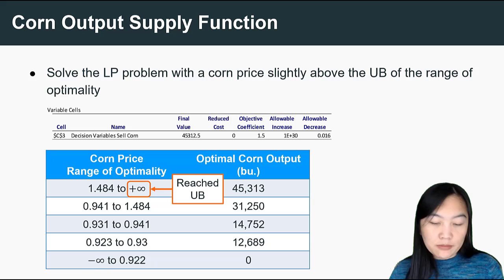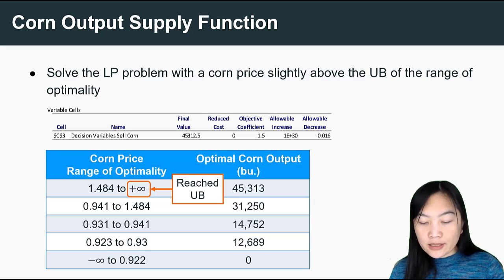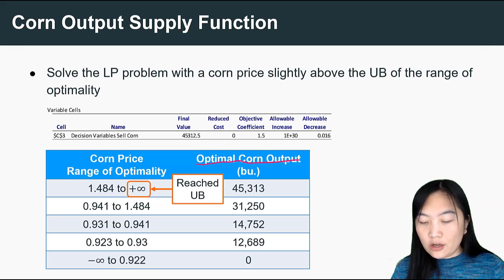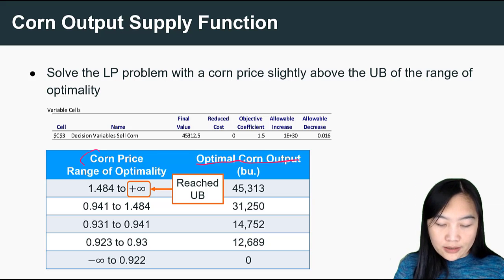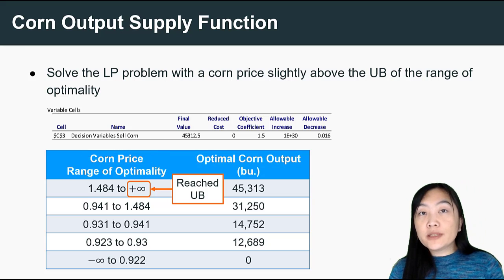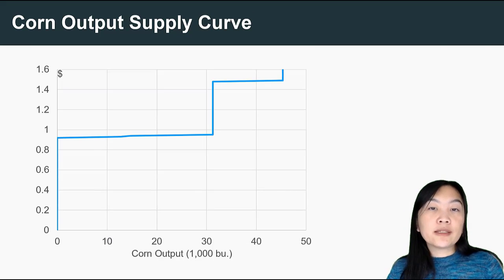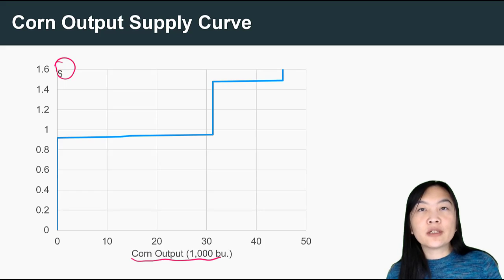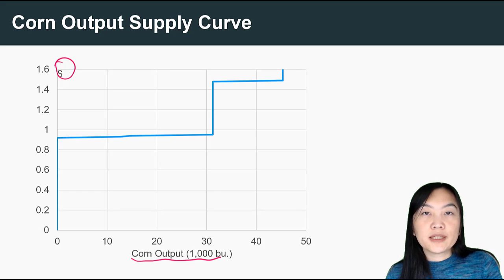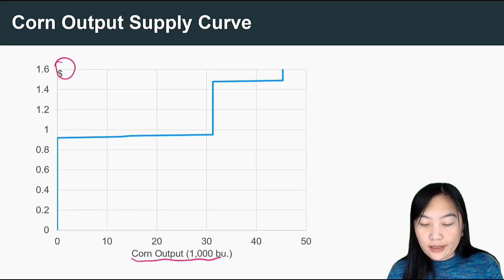So based on the information that I get, I put them all in this table here, and I get a relationship between the optimal corn output, or the quantity that the producer is willing to sell, and the corn price, and that is the output supply function. If I put them together on a graph, I have on the horizontal axis the corn output, and on the vertical axis the price. This is usually the setup we use in economics, that we always have the price on the vertical axis and the quantities on the horizontal axis.